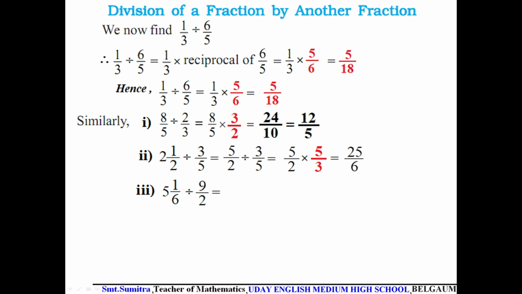One more example. 5 integer 1 by 6 divided by 9 by 2. 6 5s are 30. 30 plus 1, 31 divided by 6. 9 by 2 as it is. 31 by 6. Division is taken as multiplication now, and its reciprocal number you write. 9 by 2 reciprocal is 2 divided by 9. Now multiply. This is 62 divided by 6 9s are 54. You can do the cancellation. It is found to be 31 divided by 27.